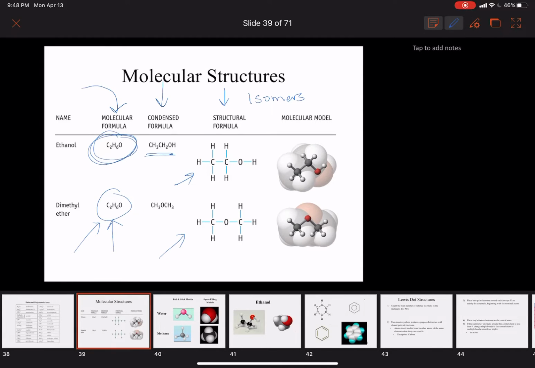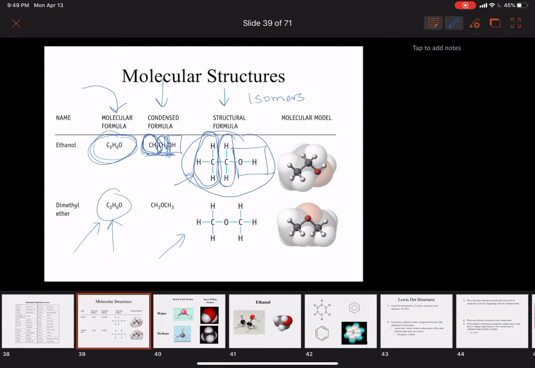So if we look at this first part of it, the condensed formula says CH3. Now that doesn't mean that we have a carbon bonded to 3 hydrogens in a row and then another carbon and 2 hydrogens and an oxygen and a hydrogen, because that would be completely different from this over here. What this is saying to you is you have a CH3 unit on the end, which is right here. And then you have a CH2 unit, which is right here. And then you have an OH, and the OH shows up right there.